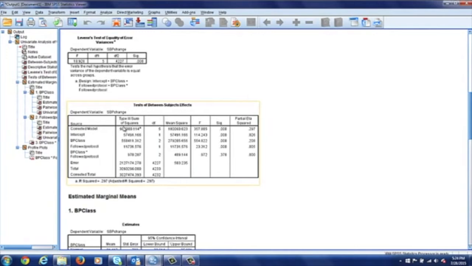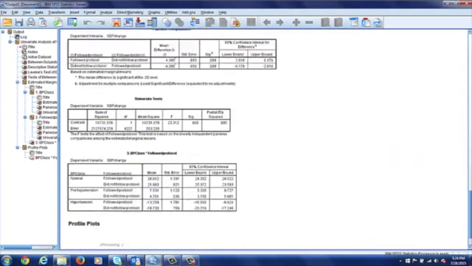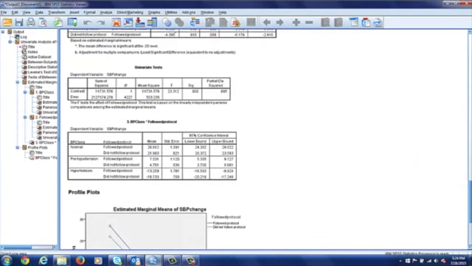So when I get to my tests of between-subjects effects, I see under blood pressure class and followed protocol, in both cases I have a significant main effect. And when I look for the interaction of blood pressure class and followed protocol, there is not one. I did not get an interaction. And let's take a look at the plot to really confirm what that looks like.